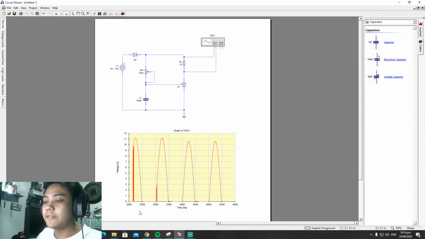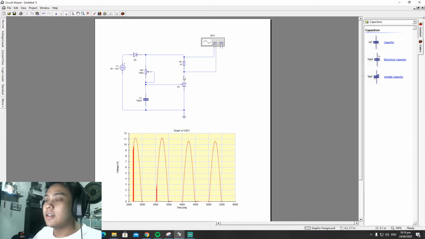So SCR phase control is basically the manipulation of circuit elements or components in order to achieve a certain firing angle, and firing angle is the delay in the graph in which the SCR is said to turn on. So here in the Circuit Wizard file, we have a simple SCR circuit.